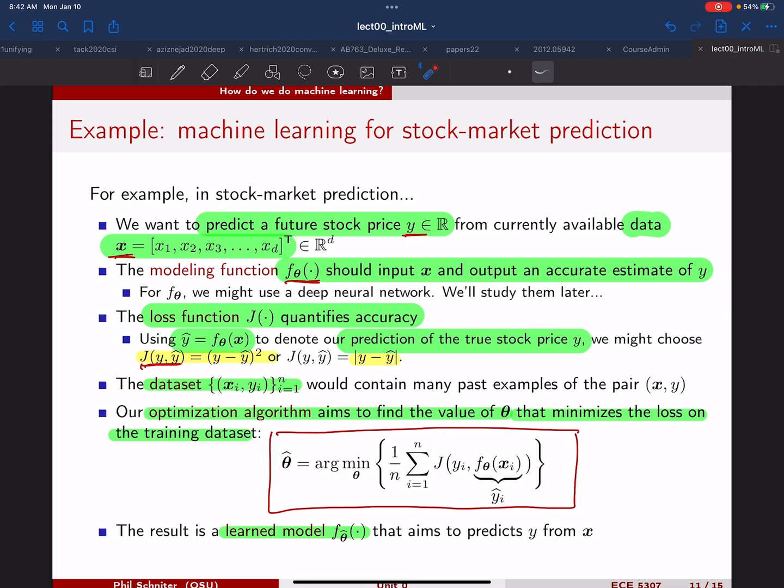I know this is sort of a lot to put all here on one page, but as we go through the semester, we will see this to various granularity, various details. We will learn all these different things. We'll learn different ways of coming up with J, different ways of coming up with f of theta, different ways of doing this optimization, different algorithms to do this. That's what we're going to learn throughout the term.